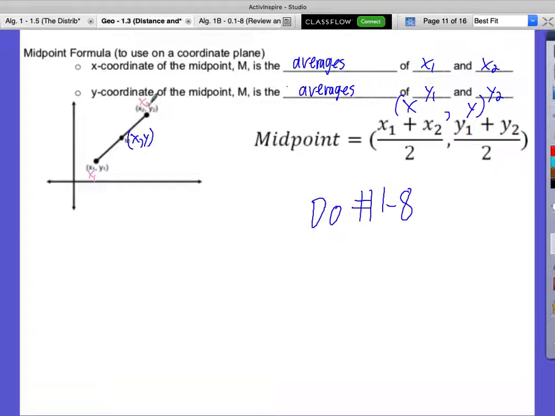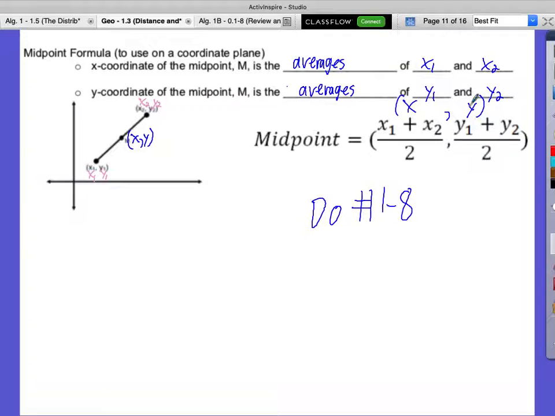Average means you add things up and you divide by however many things you added. In this case, you add the two x's and divide by 2, because we added two things. That gives us the x of the midpoint. Then for the y's, y1 and y2, you add those two together and divide by 2, and you get the y coordinate. That's how we find it, because when you find the average, you really find the middle value.